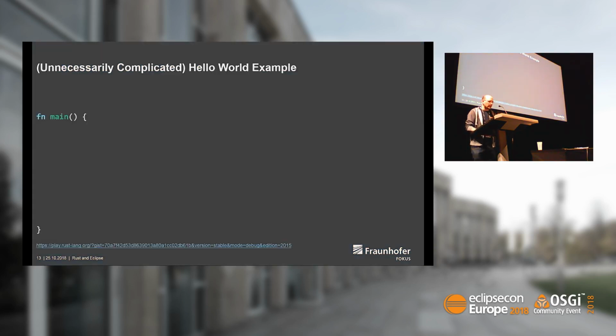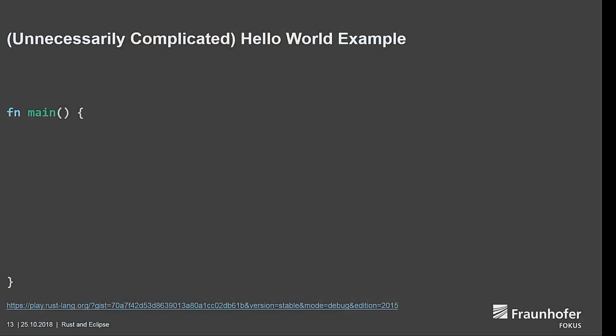All right, so here's my unnecessarily complicated hello world example. The first thing that we do is we define a main method. Note that there are no arguments passed to the main method. And what we do first is a module import.